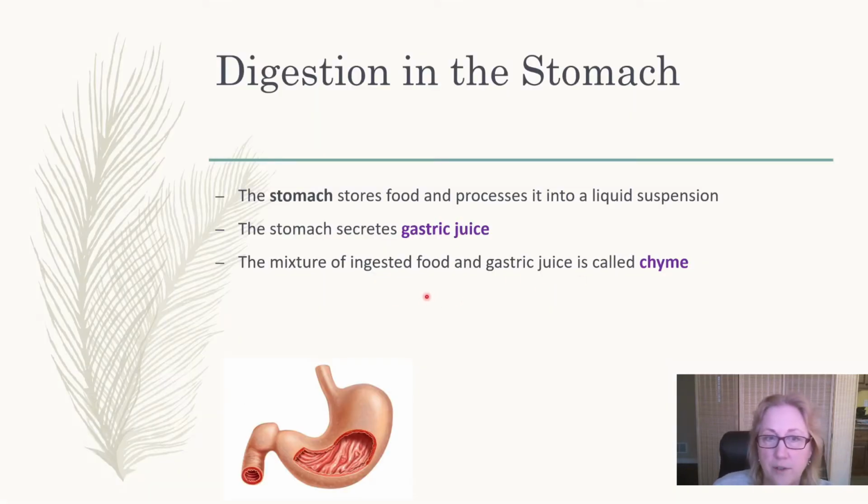So once the food reaches the stomach now, it has saliva mixed in with it. It's been mechanically chewed a little bit. And there's some amylase in there that's already starting to break down the starches that might be present in the food that you're eating. The stomach secretes a mixture called gastric juice, and once this gastric juice is mixed with the food, the contents of the stomach are called chyme.